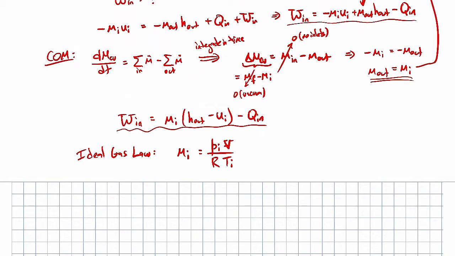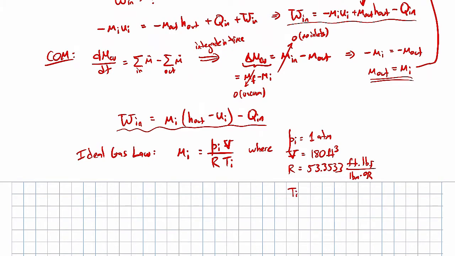Actually, why don't I go ahead and just give you the values for that while we're here. You'd have to use the given value. So the initial pressure was 1 atmosphere. The initial volume was 180 cubic feet. The gas constant for air in English units, okay, brace yourself, this looks ugly. It's 53.3533 foot-pounds force specifically, divided by pound mass degree Rankine. And then the initial temperature was 70 degrees Fahrenheit, which when you convert to degrees Rankine comes out to be 529.67 degrees Rankine. And then the 1 atmosphere, we'll convert that to pounds per square foot, that comes out to be 2116.22 pounds force per square foot.